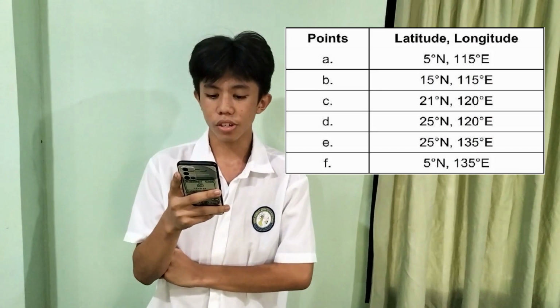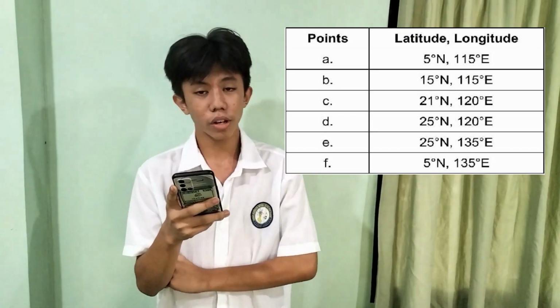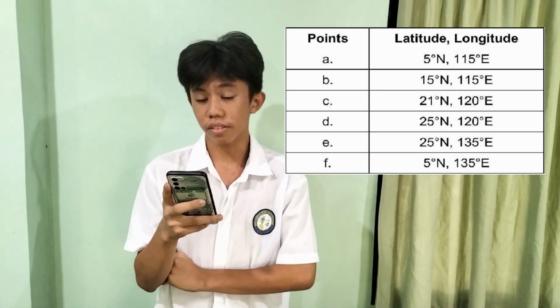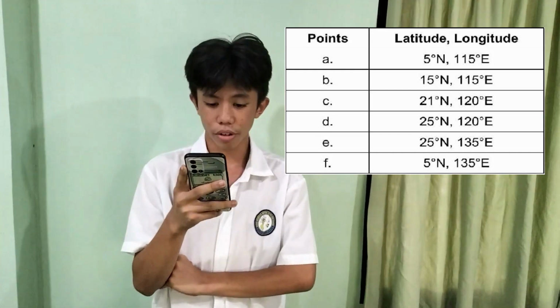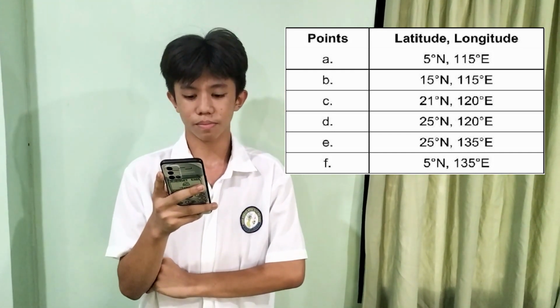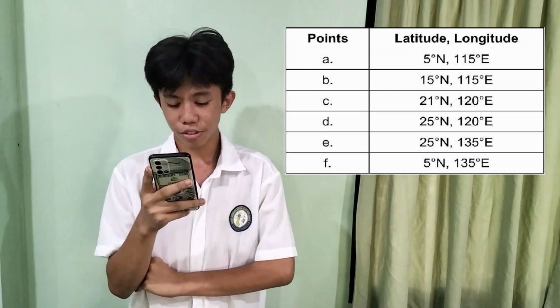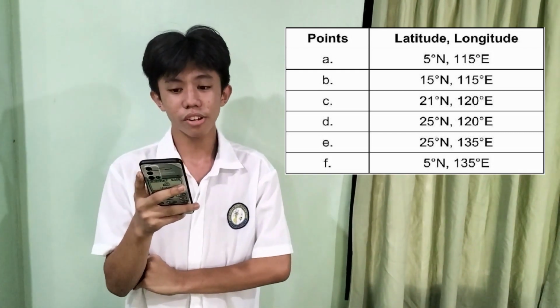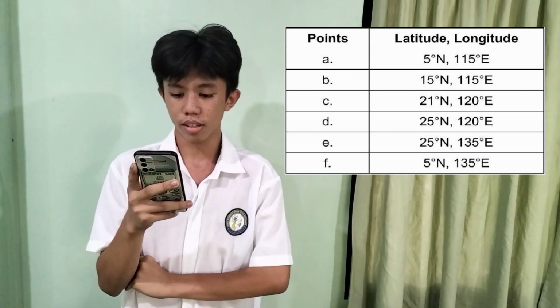So where does the PAR start and end? We can mark these specific points in order to create what we call the PAR. Our first location is 5 degrees north and 115 degrees east. Next is 15 degrees north and 115 degrees east. Our third location is 21 degrees north and 120 degrees east.